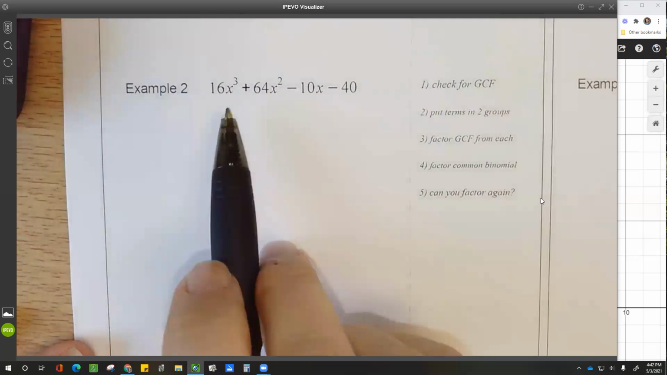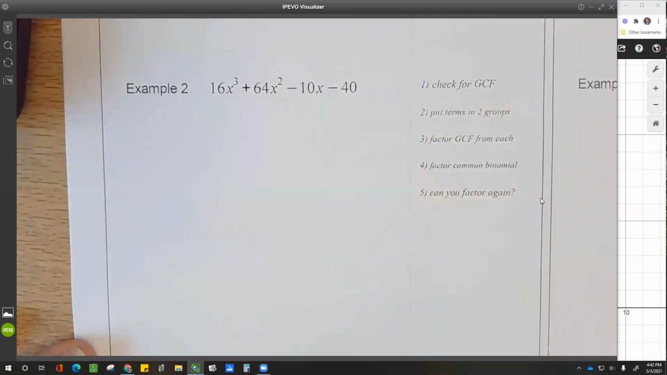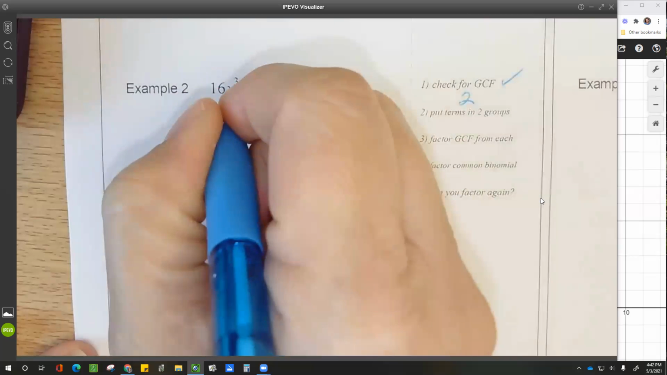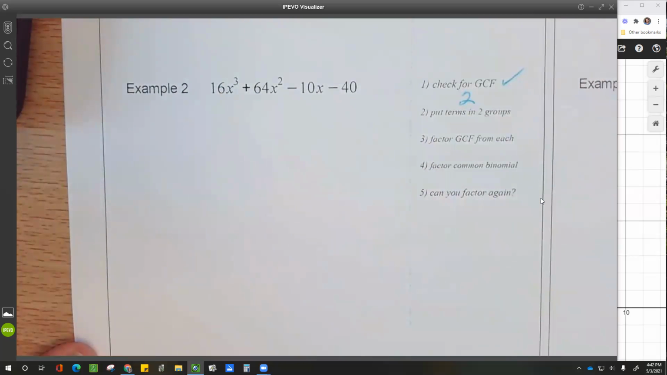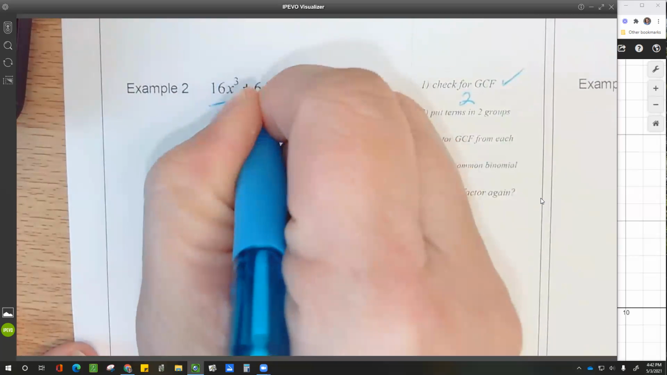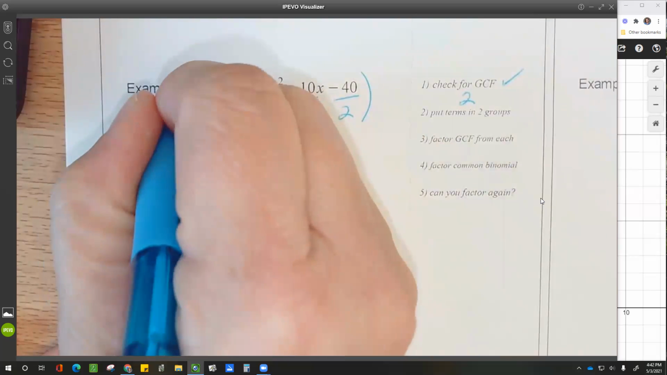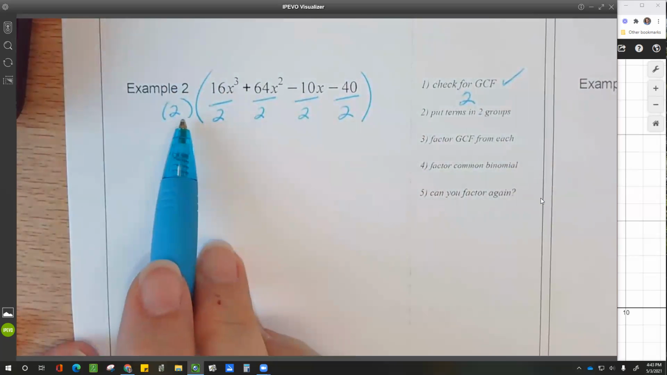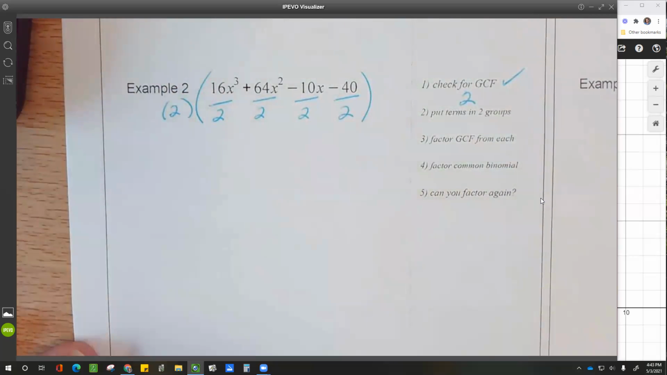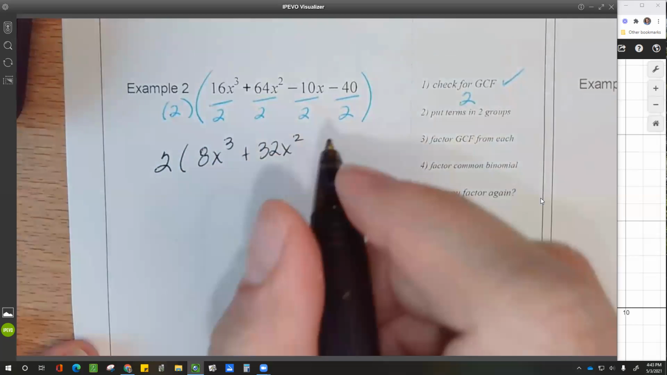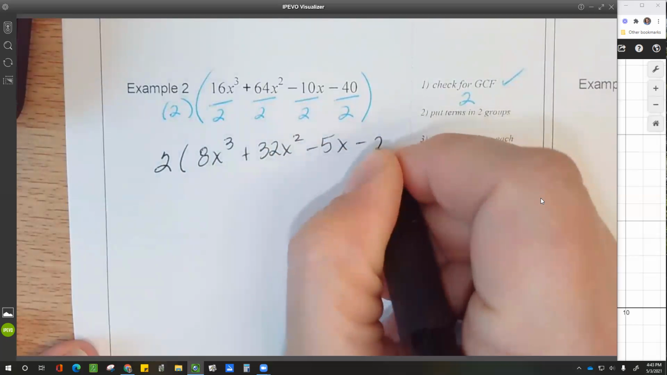First step, do each of these terms share a common factor? They do. It's 2. So I'll divide each of these terms by 2 and multiply by 2 and just move that 2 out. And I need to simplify this now. So I can rewrite my expression as 2 times 8x cubed plus 32x squared minus 5x minus 20.